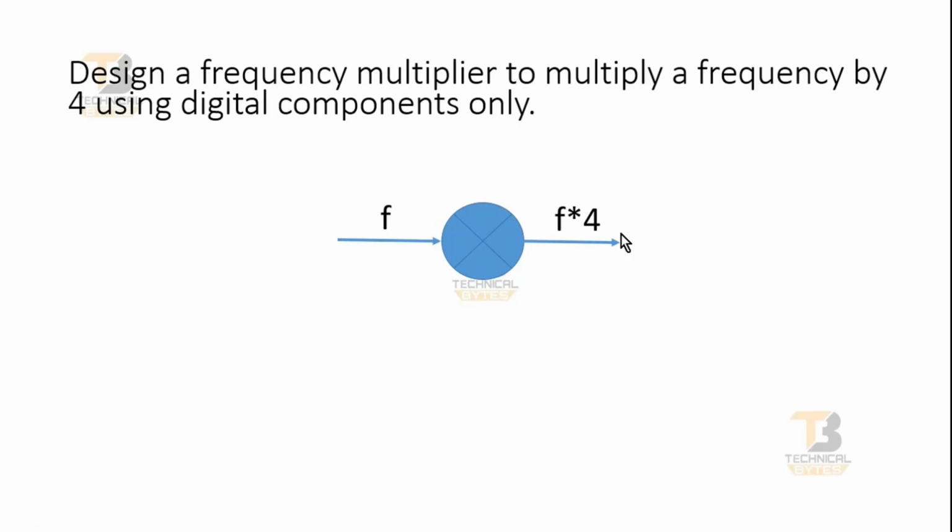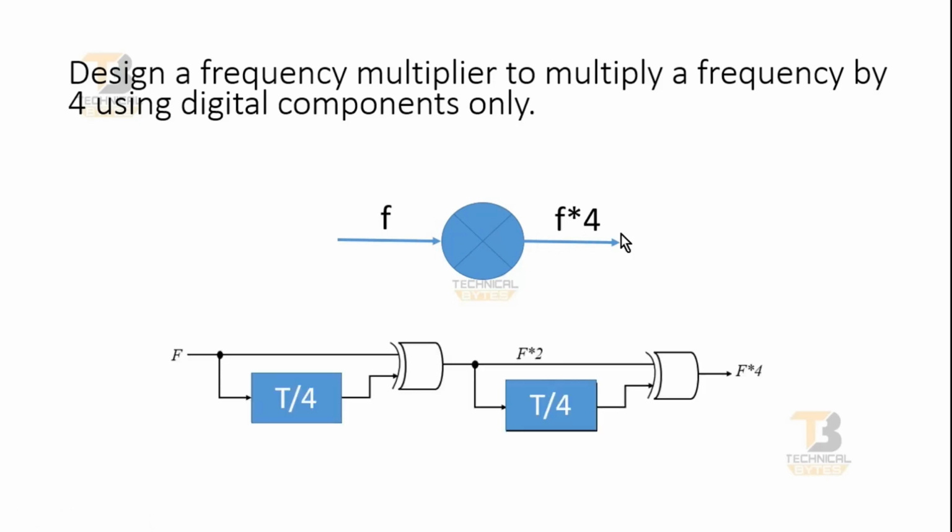Friends, the answer to this question is very easy. This is the solution, which I have pasted. If you see the first part of this diagram, it is multiplying my frequency by 2, and it is one of the most commonly asked interview questions from freshers, also in most colleges. This is an XOR gate, and this is T by 4. What is T here? T is the period of this applied frequency. I hope that this frequency multiplied by 2 is clear.